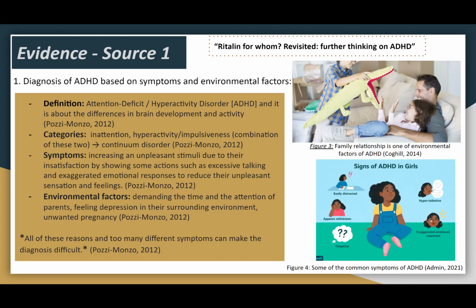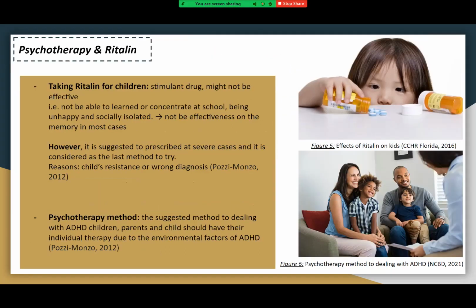One of the most important factors in diagnosing ADHD in children is environmental factors, including family relationships and the amount of depression in the environment the child is growing up in. This source also indicates two different methods to control ADHD in children, which are psychotherapy and taking Ritalin. About taking Ritalin, the analysis on some patients shows that it is not effective on the memory of children and even makes them unhappy and socially isolated, but it can be the last option for severe cases. The other solution is psychotherapy, which can decrease the effects of environmental factors on children, and it has to be undertaken by both parents and child individually.